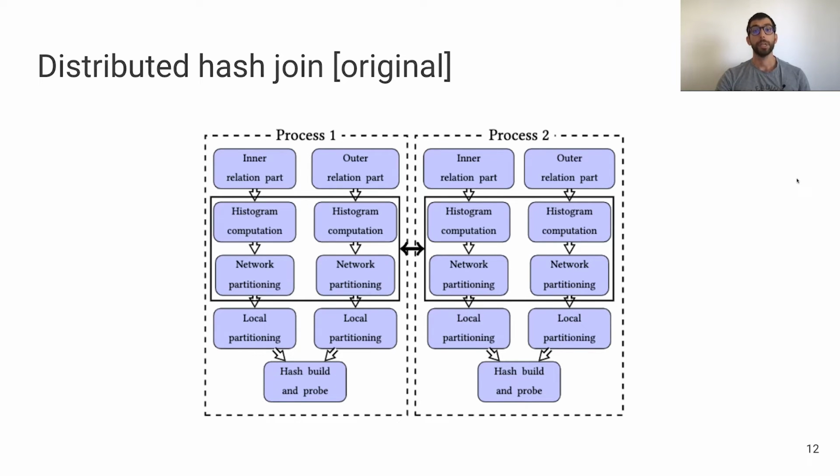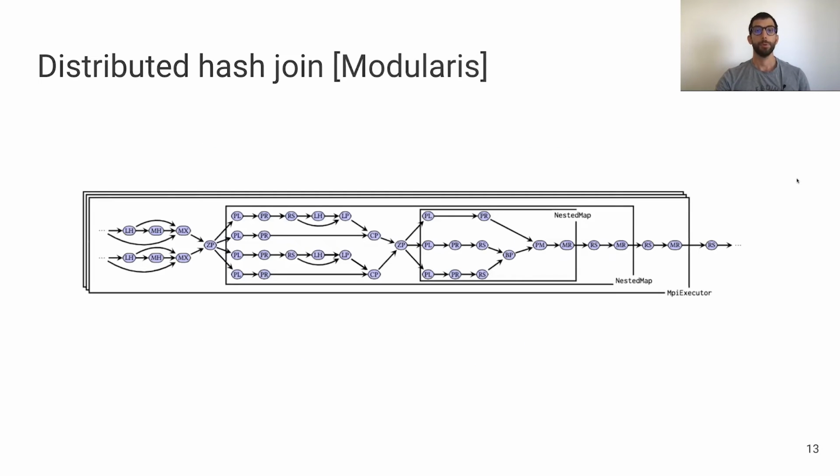The network partitions are partitioned once again to reduce TLB and cache misses. A hash table is built from the left relation part, and this hash table is probed from the right relation part to calculate the final join result. This is the same plan in Modularis.